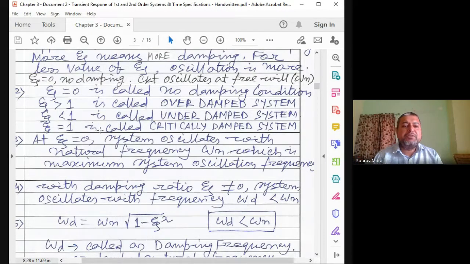Second case, zeta in between 0 to 1, you will find that oscillation is there, but the oscillation is reducing. That is, the output is converging because it's a stable system. Zeta in between 0 to 1 is also a stable system. Poles are there in the left hand side of the S plane.